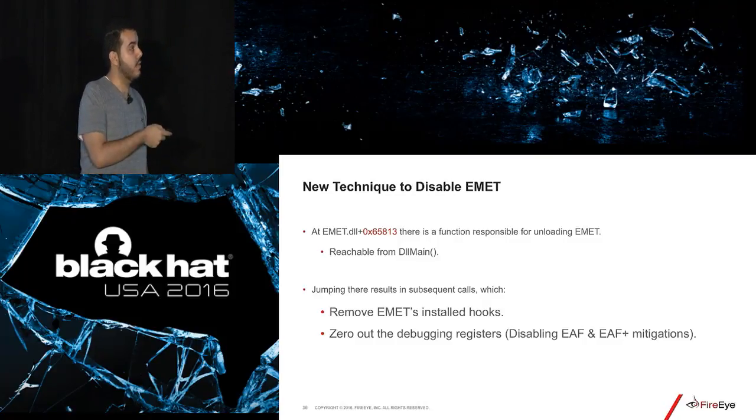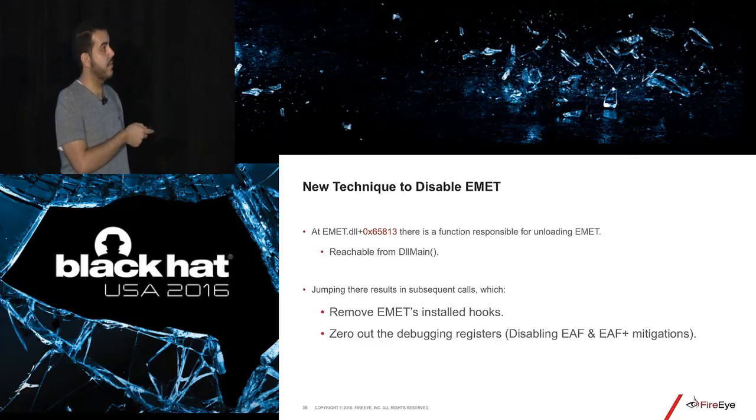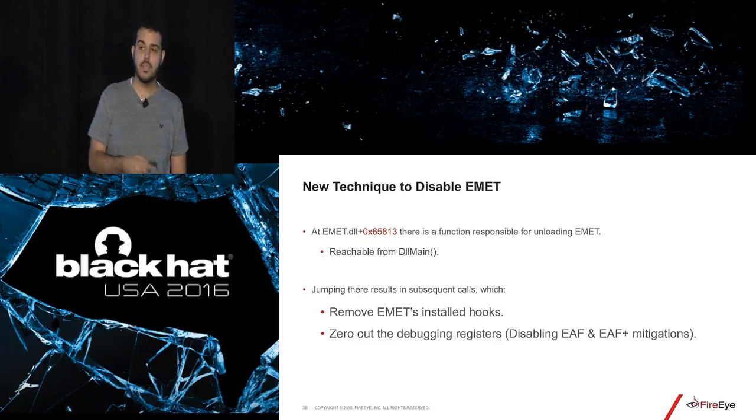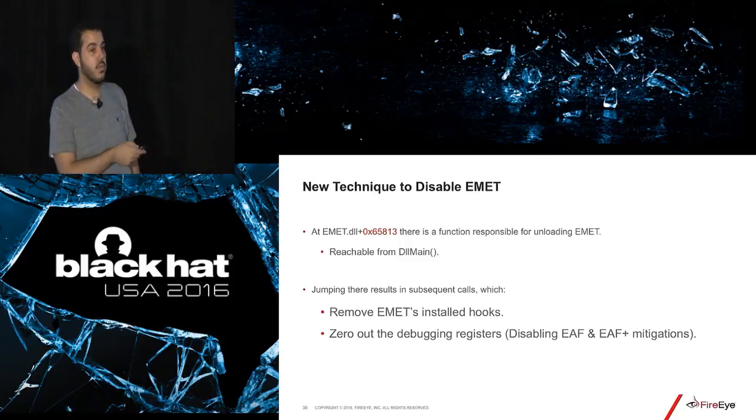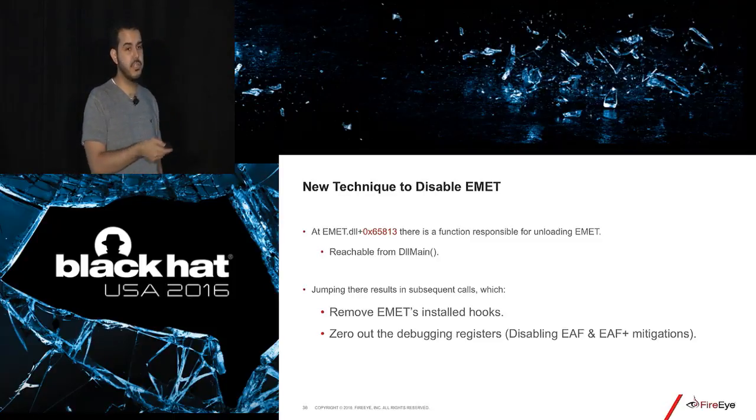The reason that we would like to use the DllMain rather than jumping directly to the offset is that we could have this attack work against several versions of EMET instead of only one version at this offset, because from version to version this offset is going to change.